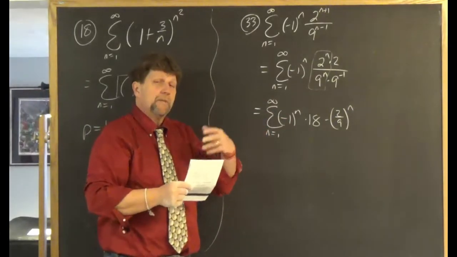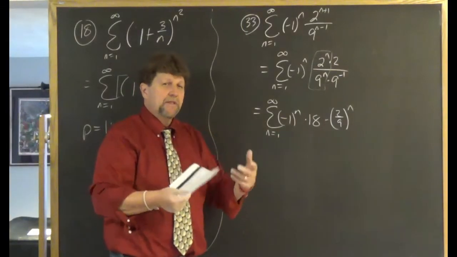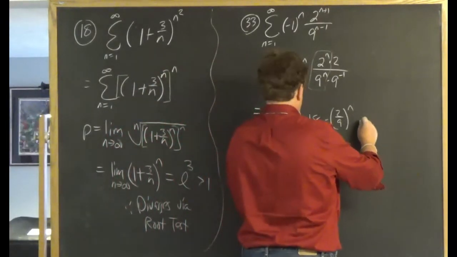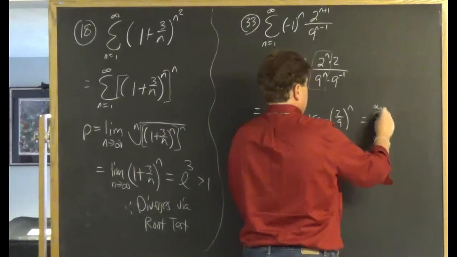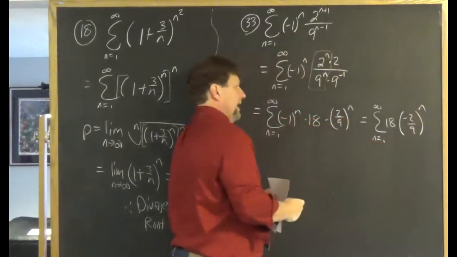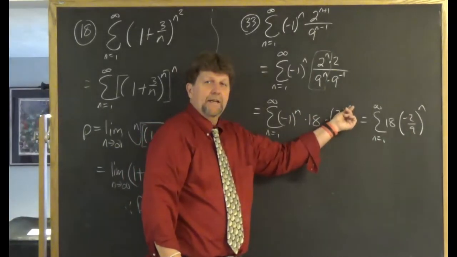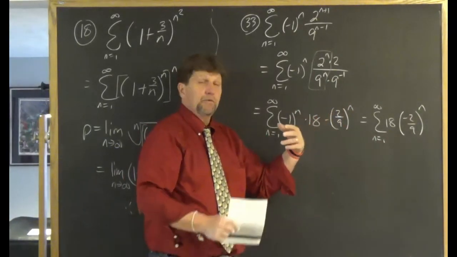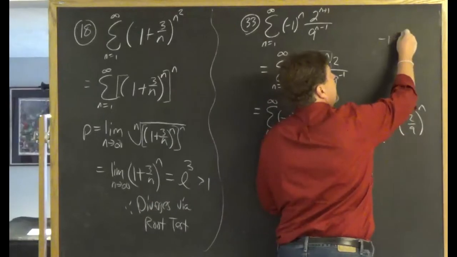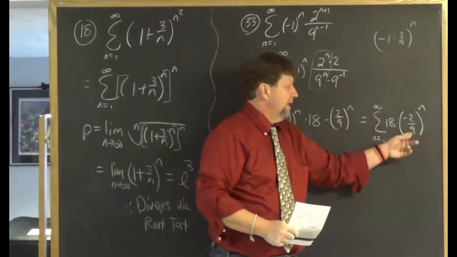Folks, based upon something that I said earlier, I could use properties of exponents. This series is the exact same series as 18 times negative 2/9 to the n. Because negative 1 to the n, 2/9 to the n, I could use a property of exponents and say, well, that's really negative 1 times 2/9, all to the nth power. And the negative 1 times 2/9 is negative 2/9.